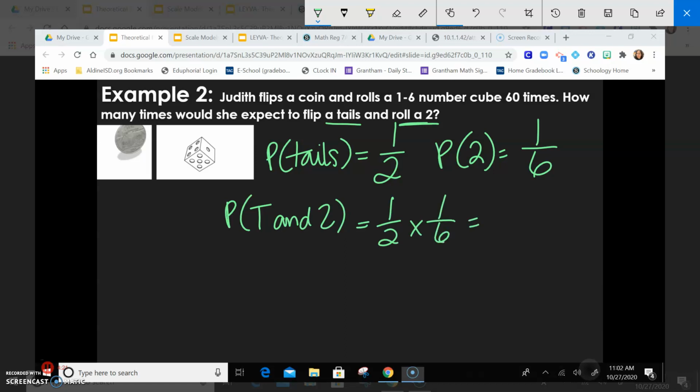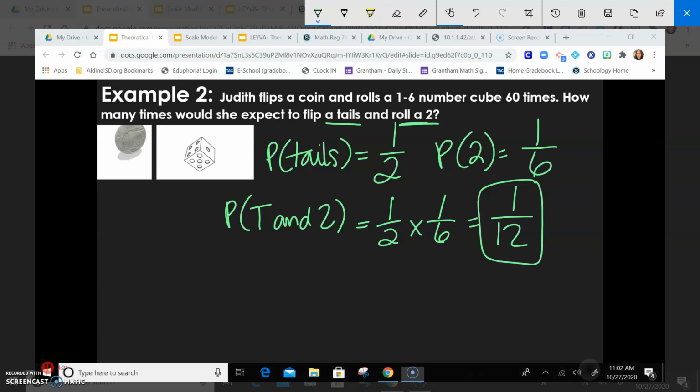When we're multiplying these fractions, remember, you just multiply straight across. So 1 times 1 is 1, 2 times 6 is 12. So for this probability, I don't have to simplify it because it's already in lowest terms. Anytime that you have a numerator of 1, you don't have to simplify it because you can only simplify it by 1, but that will give you the exact same answer. So our chances of landing on tails and getting a number 2 is 1 out of 12.